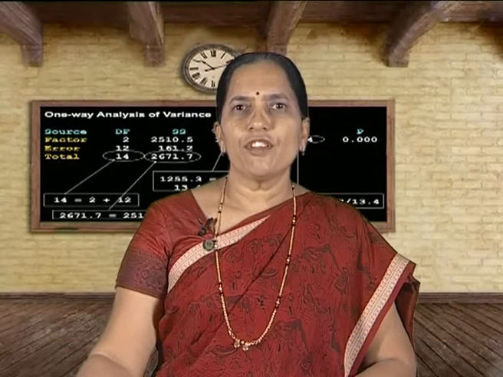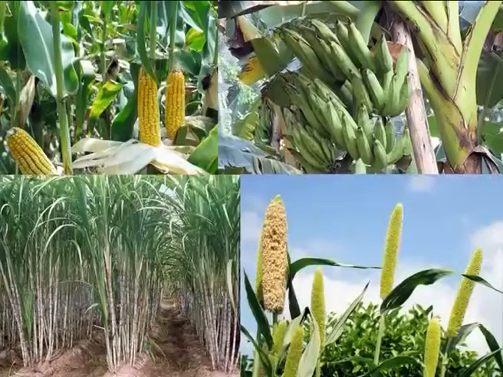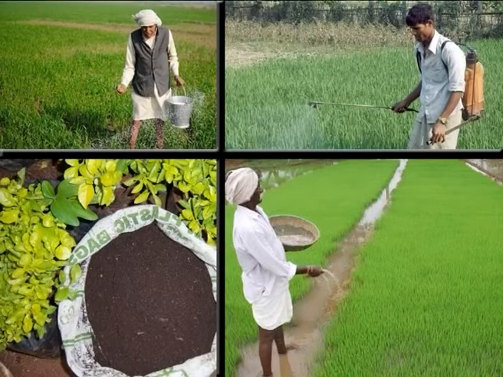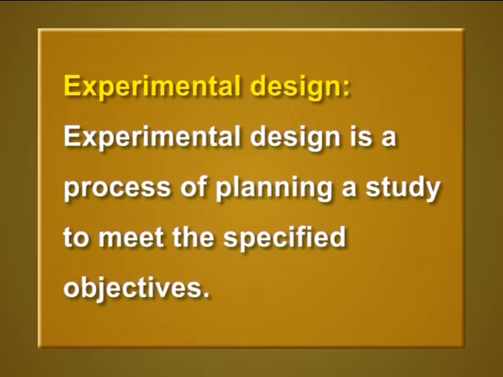In comparative experiment, we compare the effects of two or more factors on some population characteristics. Example, comparison of different varieties of crops, different fertilizers in agricultural experiment, different medicines in a medical experiment, etc. Experimental design. Experimental design is a process of planning a study to meet the specified objectives.